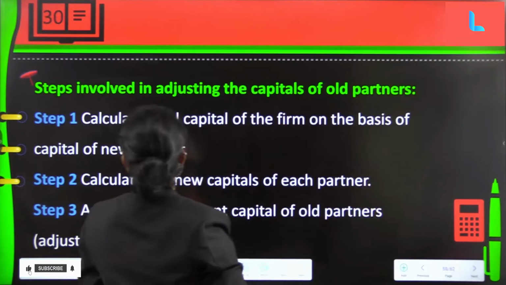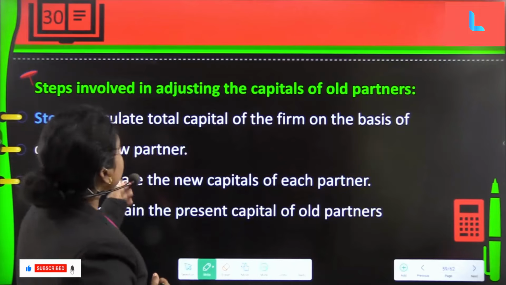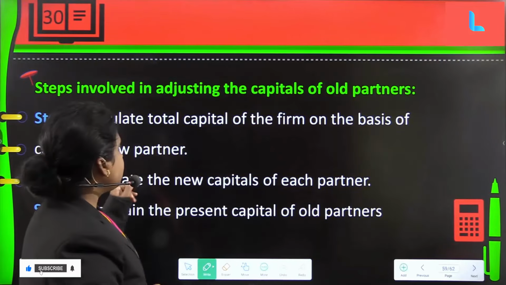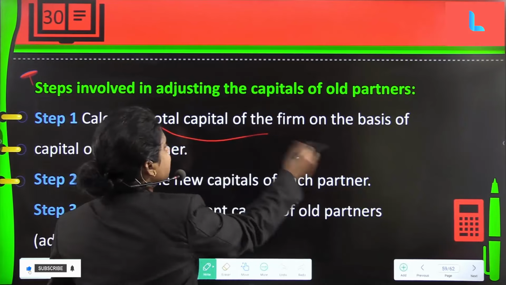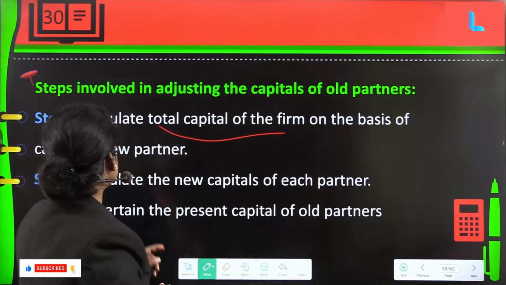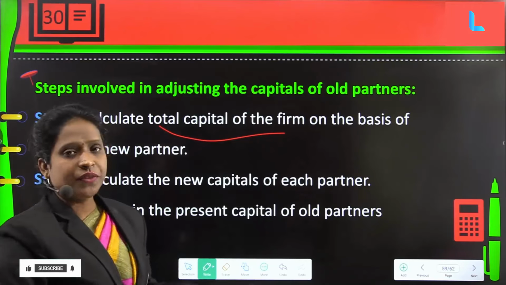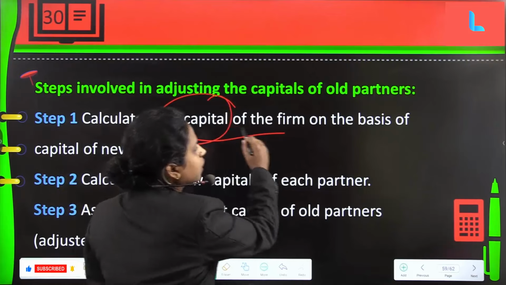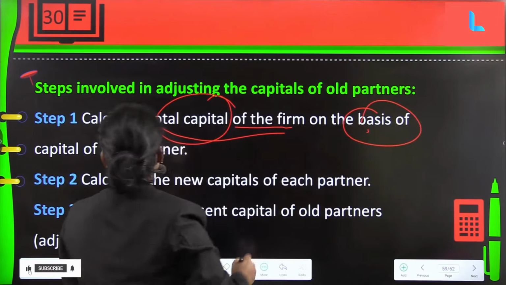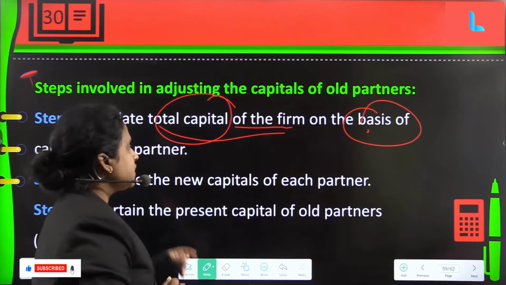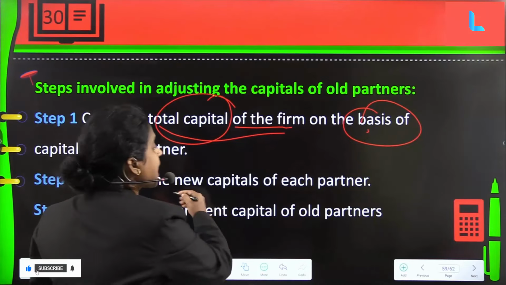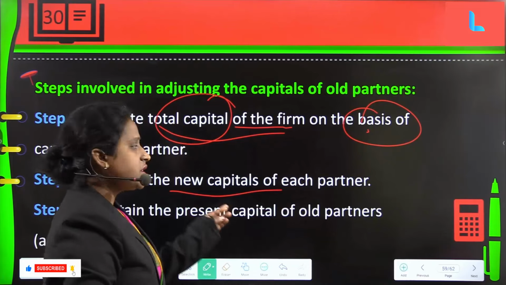Then the steps involved in adjusting the capitals of old partners. Under this, step 1 is to calculate the total capital of the firm on the basis of the capital of the new partner. Step 2 is to calculate the new capital of each partner, how much they have brought.